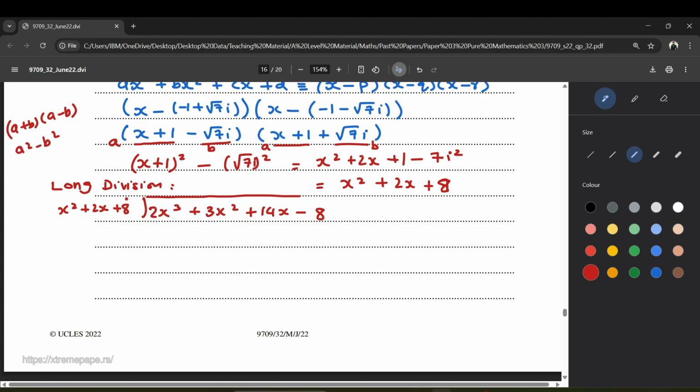So 2x cubed divided by x squared gives us 2x, right? So I'm going to multiply everything by 2x. So 2x cubed plus 4x squared plus 16x. You subtract both of them. This becomes 0. 3x squared minus 4x squared, that is minus x squared. 14x minus 16x, that is minus 2x, and minus 8. So you can see it is almost identical, except we just multiply by minus 1.